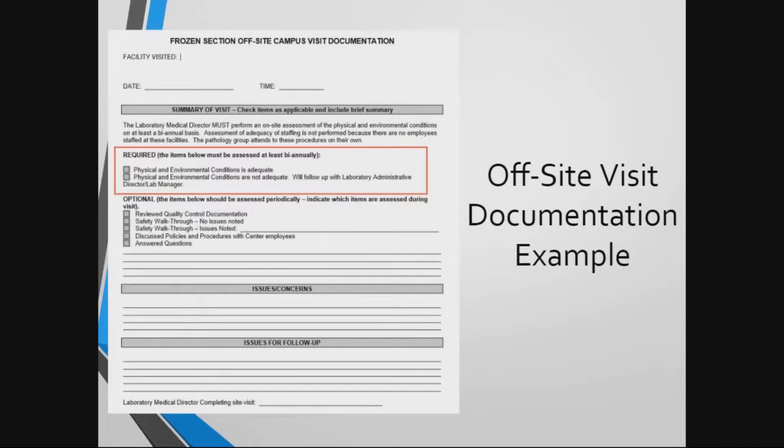This is an example of an offsite visit form where the medical director documents what they did during their visit to the offsite. This offsite visit form is for a frozen section facility where there is no staff, only the pathologist going to do the frozen. The physical and environmental conditions assessment is seen in the top box, and is the only documentation that's absolutely required. Any other items are documented by the medical director at their discretion.